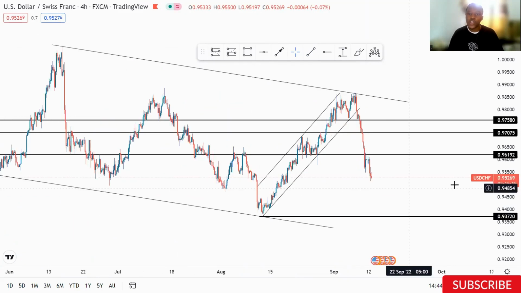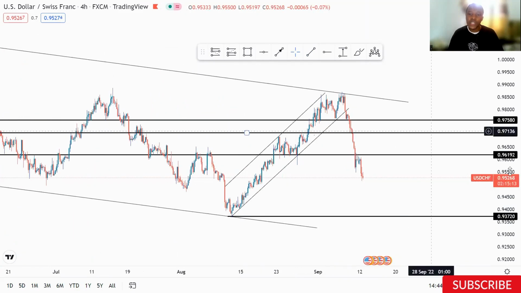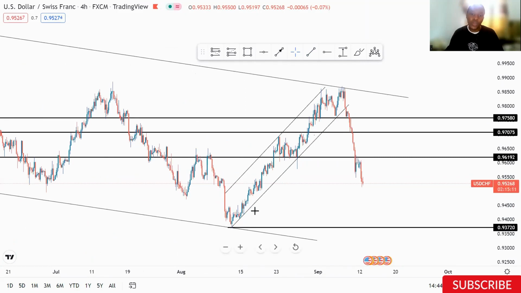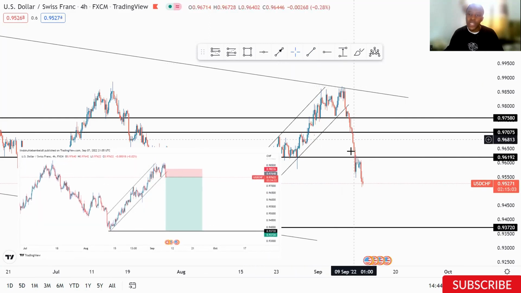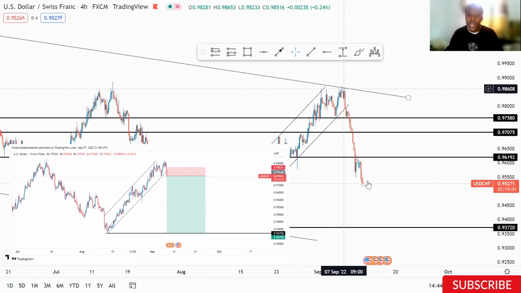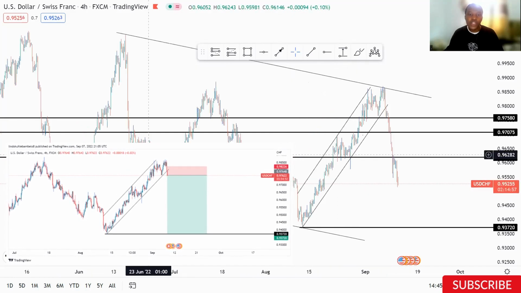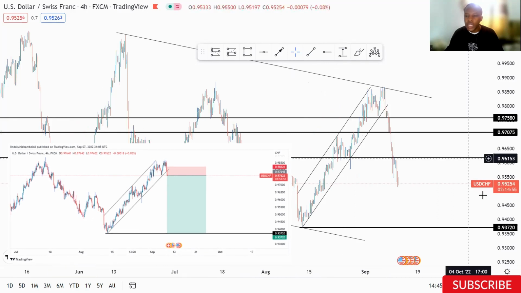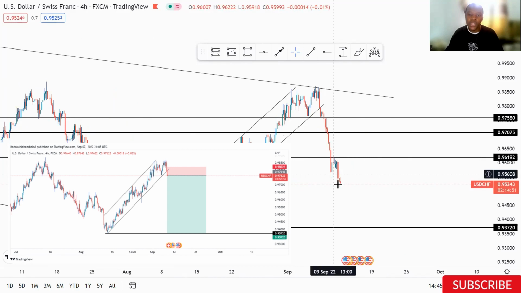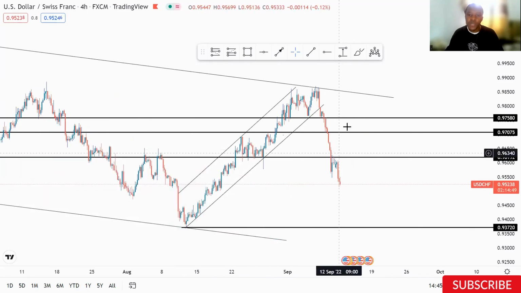So as you can see, this is a very nice, clean impulse move, correction, head and shoulders that formed here, which is the left shoulder, the head, and then the right shoulder. The market broke out impulsively. We didn't get any retest after the breakout except for this one, and we even broke this level, which is 0.96192. It's a very strong level, but it has been broken. Then the market gave us a retest and then gave us a nice bearish engulfing.